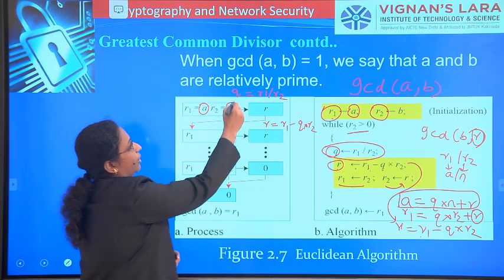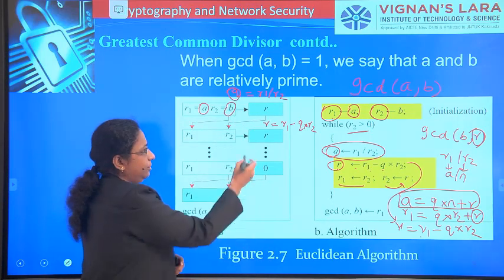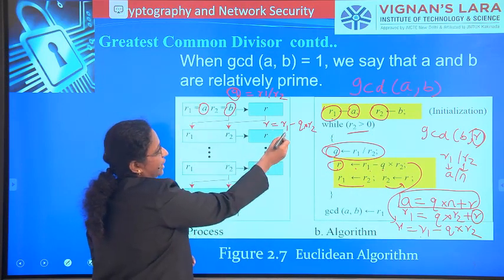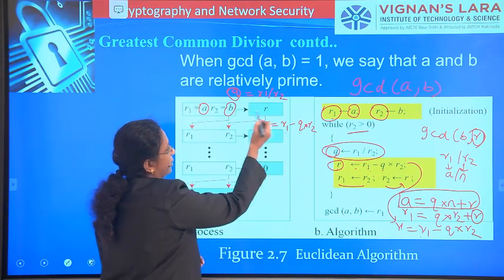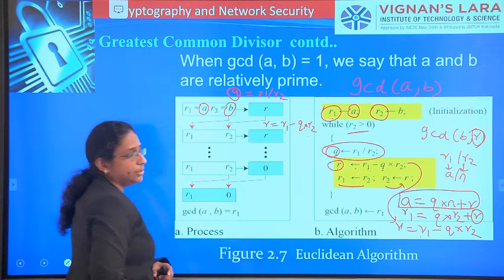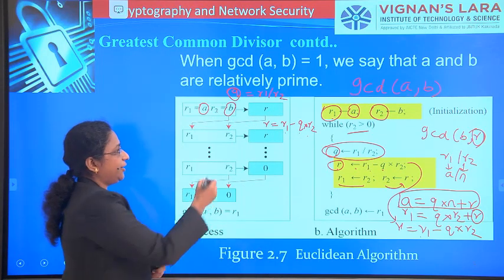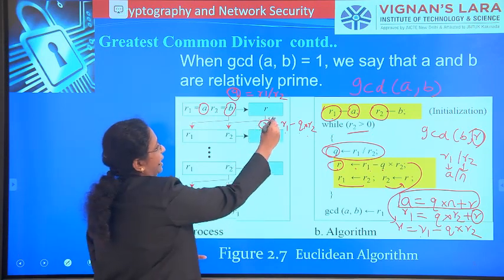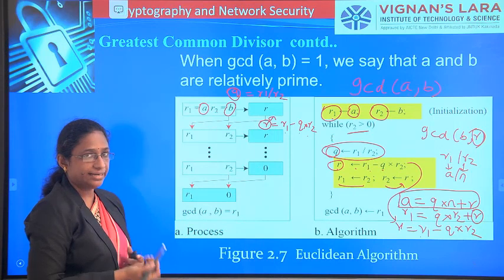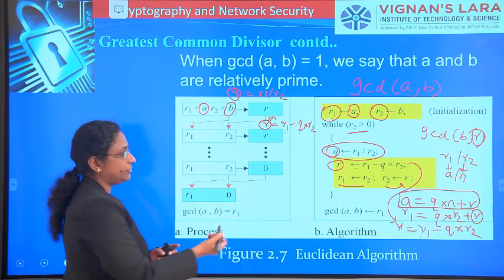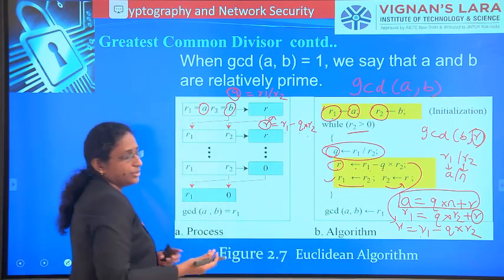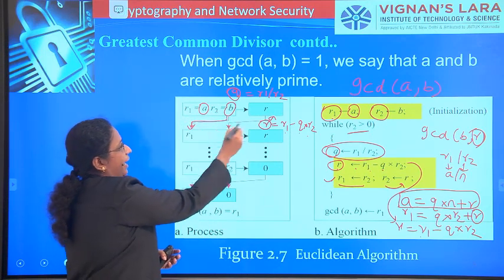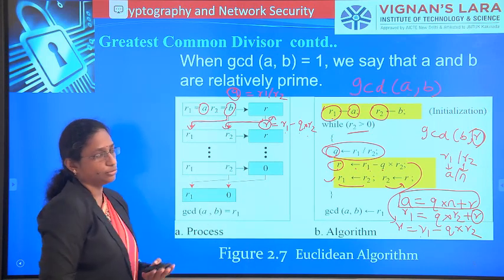Okay, since you have got the Q value from R1 by R2, simply you have to place the value R equal to R1 minus Q into R2. Q you have already calculated, and you have the R2 value, so you place the R2 value and calculate R. That will be your R value. After calculating R, you have to reassign the values: R2 becomes R1 and R becomes R2.